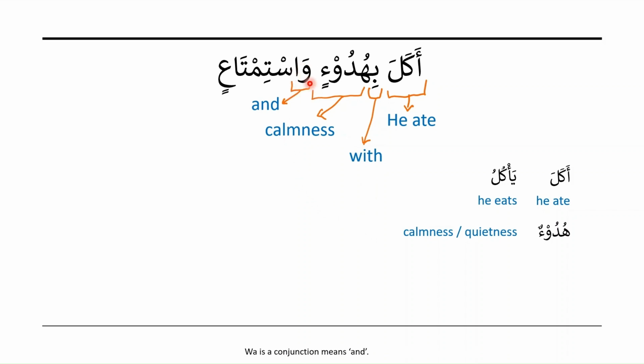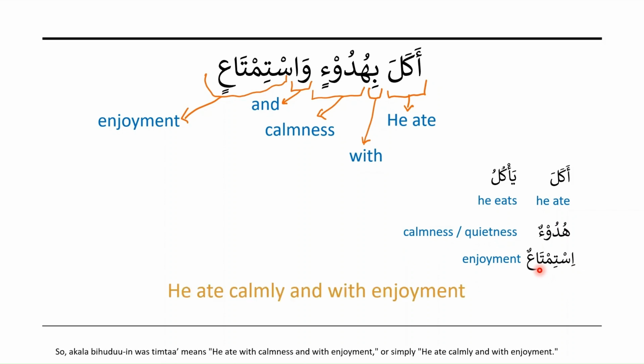Wa is a conjunction meaning and. Istimta' means enjoyment. Hudu'un, calmness or quietness. Istimta', enjoyment. So, akala bihudu'in wastimta' means he ate with calmness and with enjoyment, or simply he ate calmly and with enjoyment.